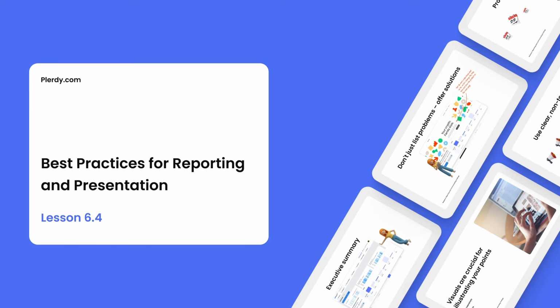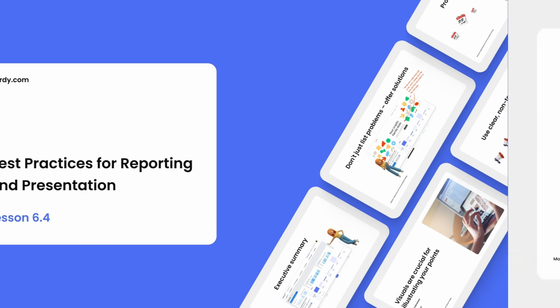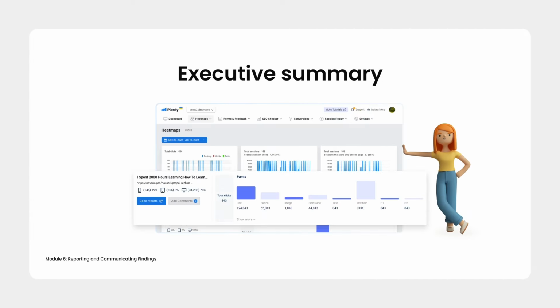Hey everyone! In this lesson, we'll focus on best practices for reporting and presentation. These tips will help you create compelling usability test reports that communicate your findings effectively. First, always start with a clear, concise executive summary. This section should provide a high-level overview of the test objectives, methodology, key findings, and recommendations. It's essential for stakeholders who need a quick understanding of your work.